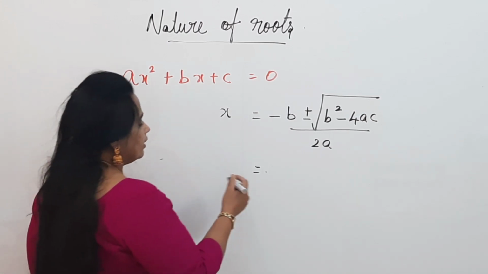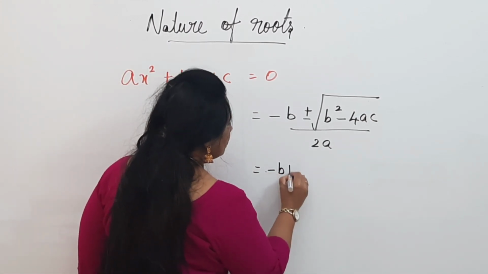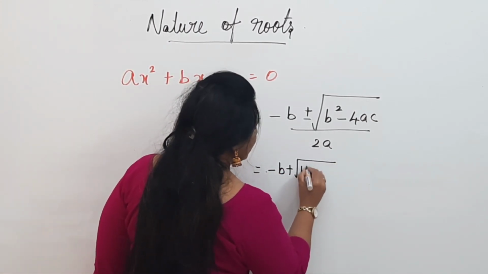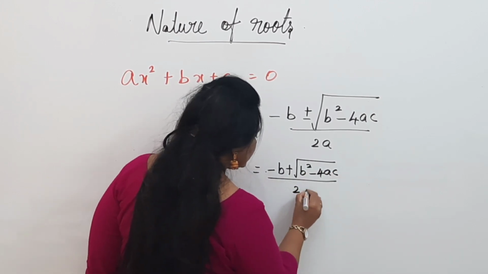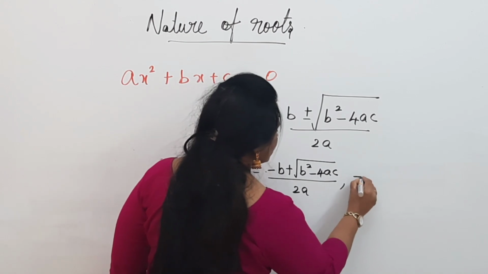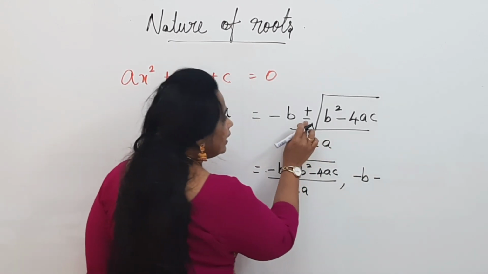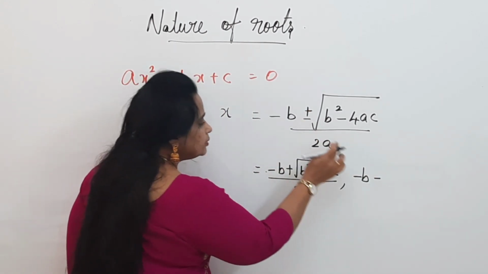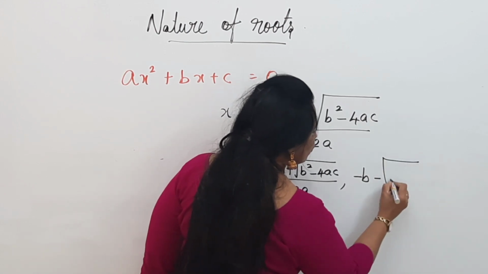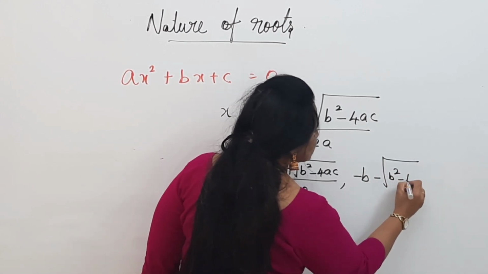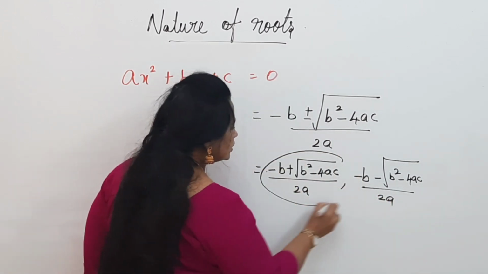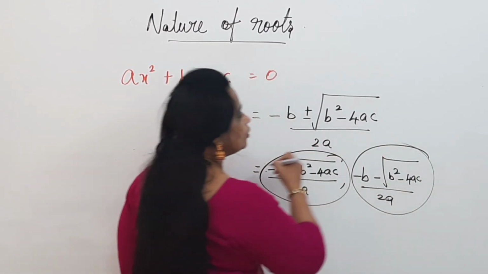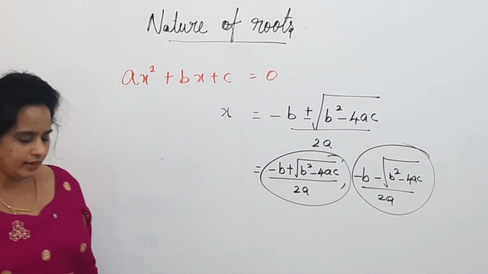Of course, I write this: minus b plus square root of b square minus 4ac divided by 2a is one root. The other root is minus b minus square root of b square minus 4ac divided by 2a. I have written plus, now I am taking minus. Now you see this is one root, and this is the other root of this quadratic equation.